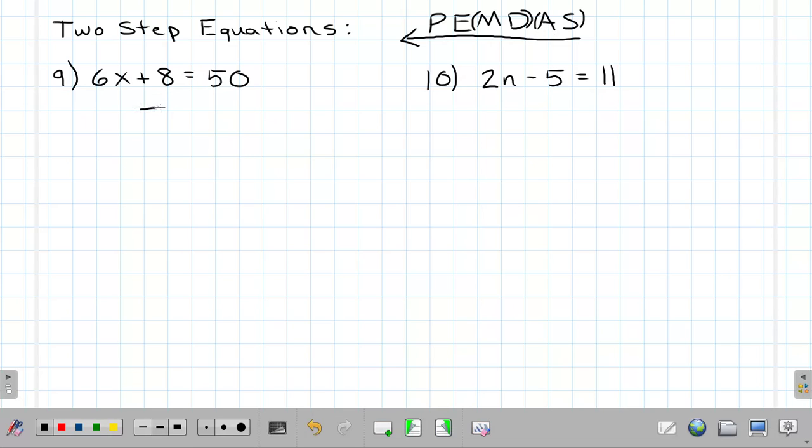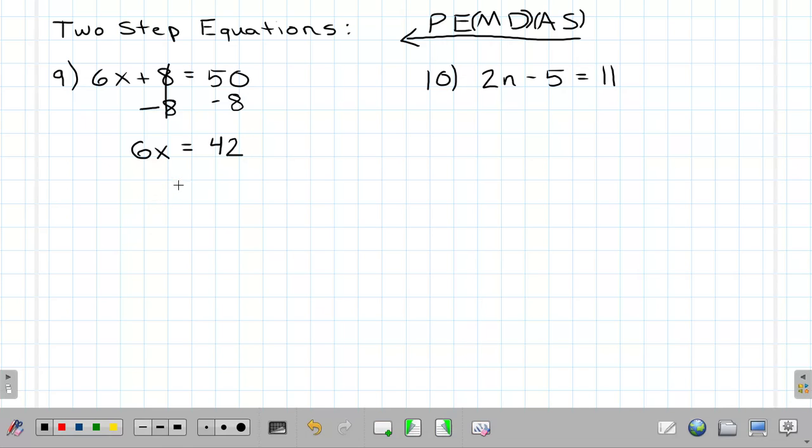So that means the first step is subtracting 8. But same as what we did before, whatever we do to one side of the equation, we subtract 8 over here, we need to subtract 8 on this side too. So the whole point here is those cancel out. So we're left with 6x is equal to 50 minus 8, 42.